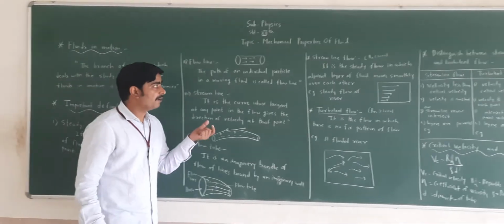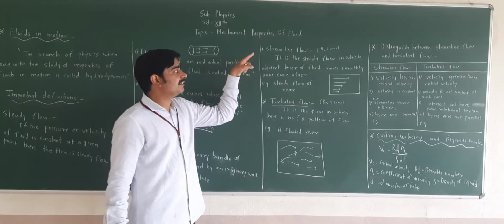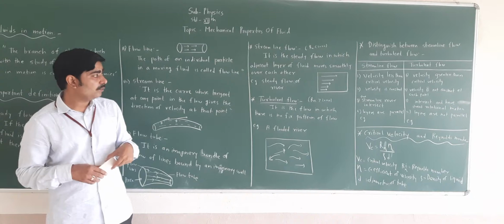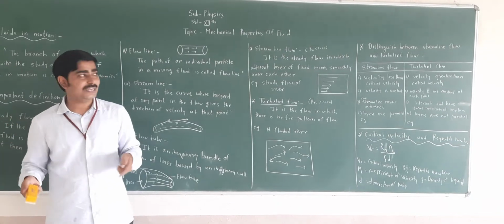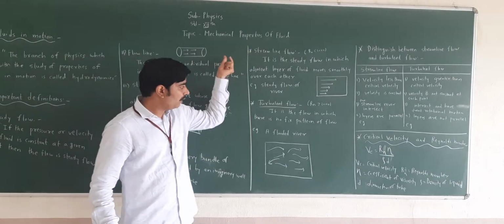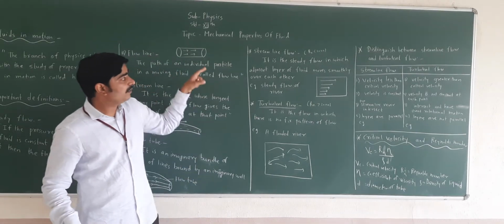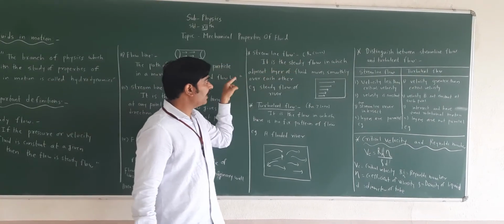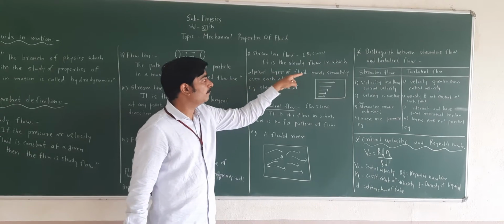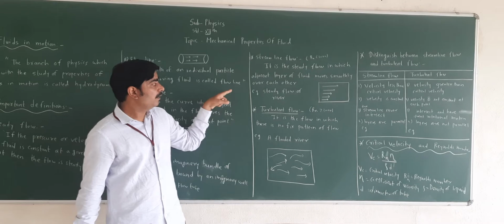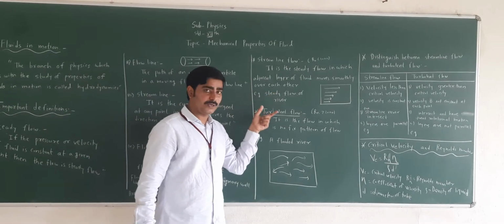Now next part from this topic is regarding the streamline flow. Friends, basically there are two flows which are included in your syllabus: streamline flow and the turbulent flow. So what is a streamline flow? It is a steady flow in which the adjacent layers of the fluid move smoothly over each other. Example, the steady flow of river.